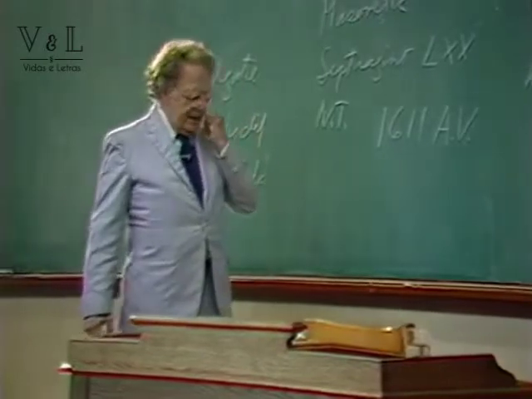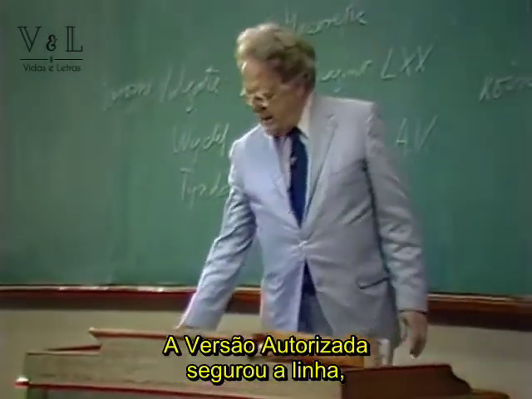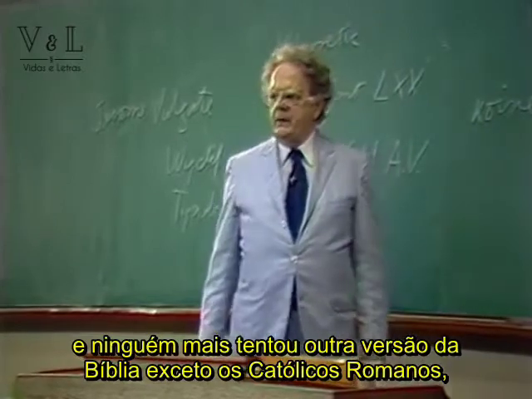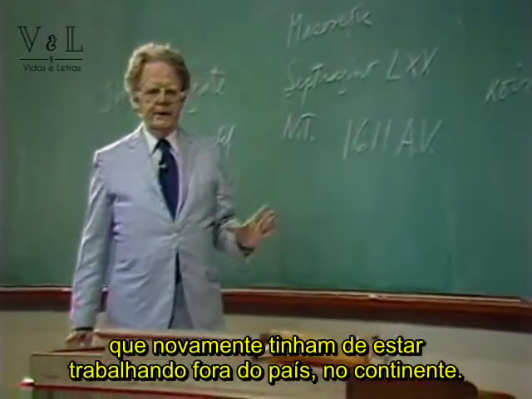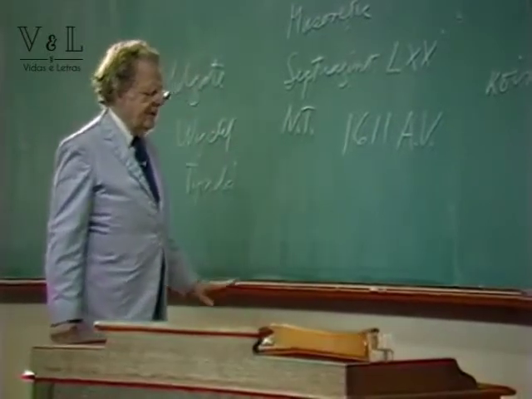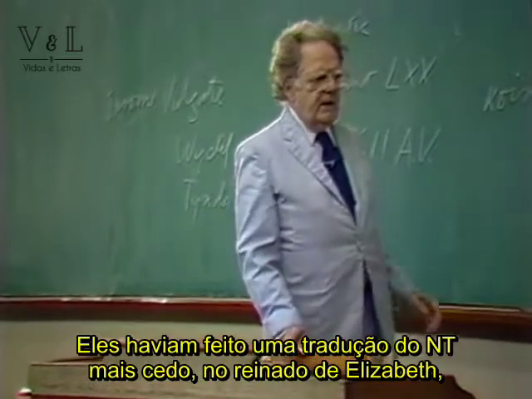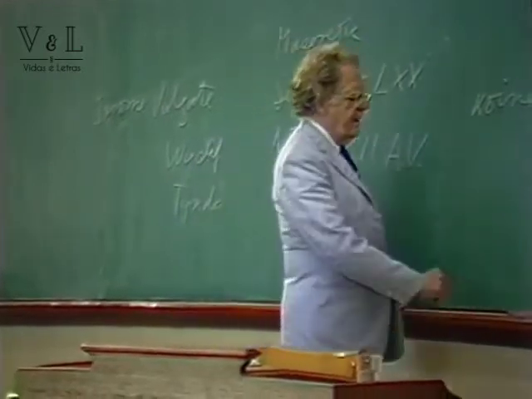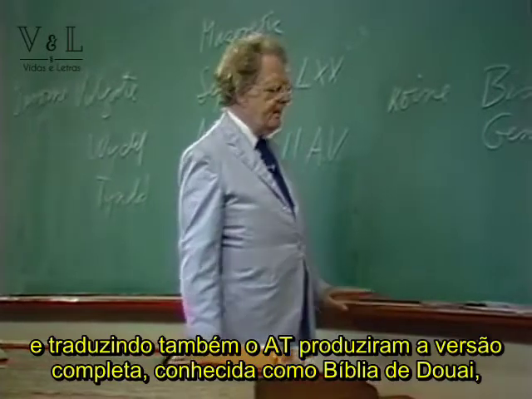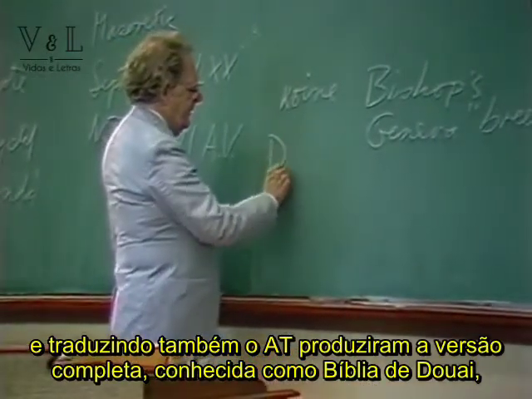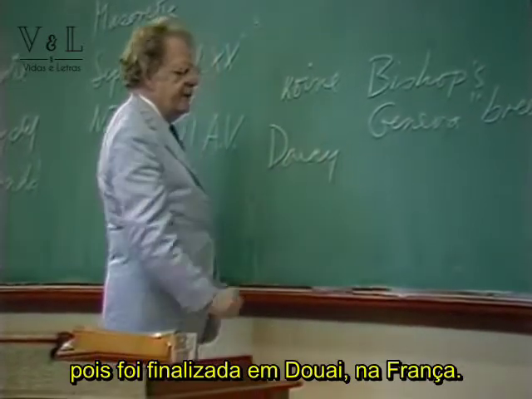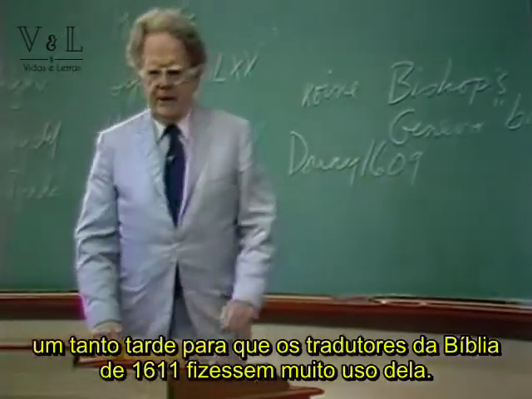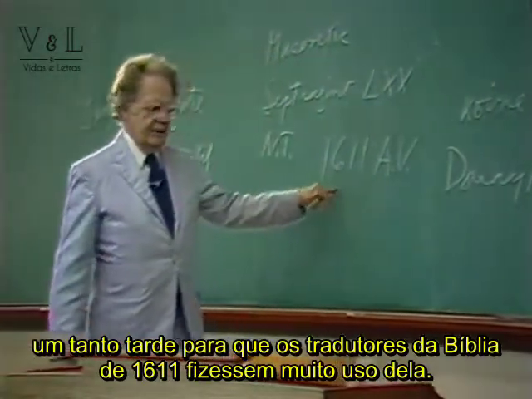And the Authorized Version held the field, and nobody else attempted another version of the Bible except the Roman Catholics, who again had to be working on the continent outside the country. They had previously done a translation of the New Testament early in Elizabeth's reign. They translated the complete Bible of the Old Testament, and it's known as the Douay Bible because it was completed at Douay in France, and it was completed in 1609, which is a little late for the translators of the 1611 Bible to make much use of it.